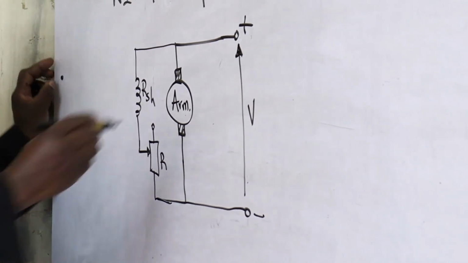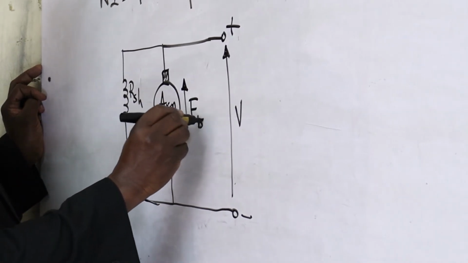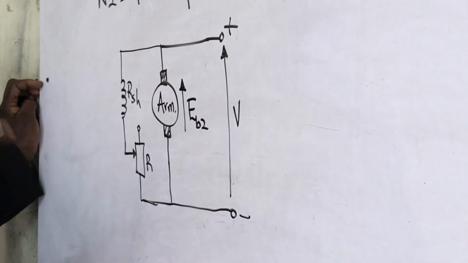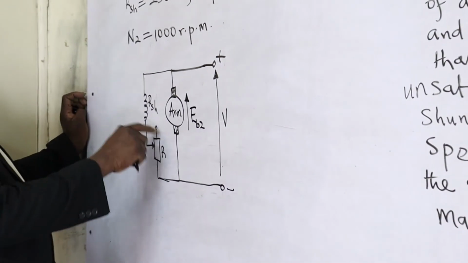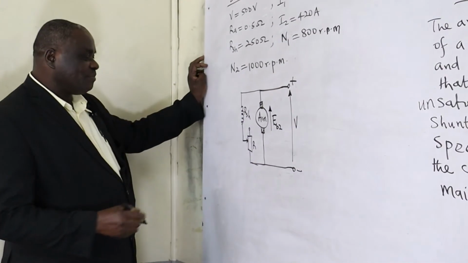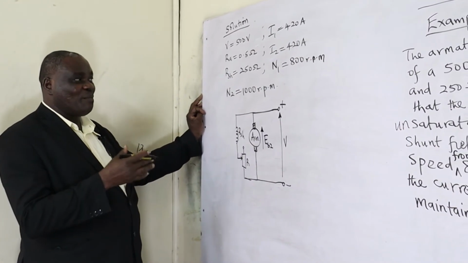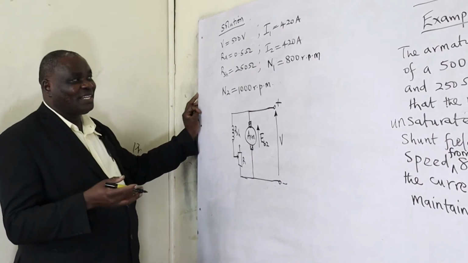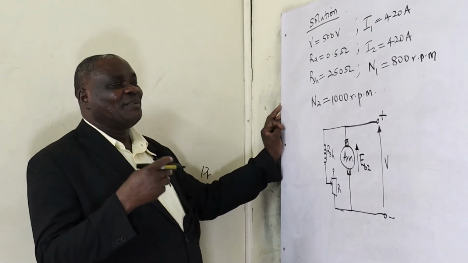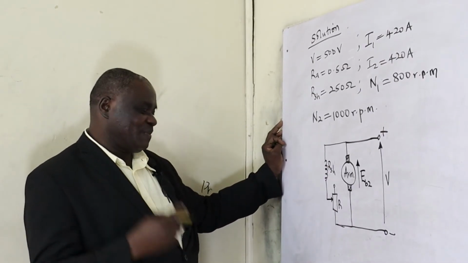So from this circuitry, what we need to evaluate is the value of R that is connected in this circuit, the resistance of the shunt field regulator. This is what we call the regulator. So that's what we need to calculate from this particular circuit. From our speed equation, we have phi 1, phi 2, EB1, EB2.